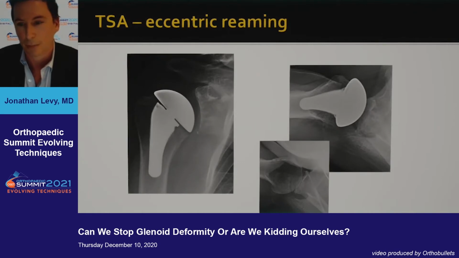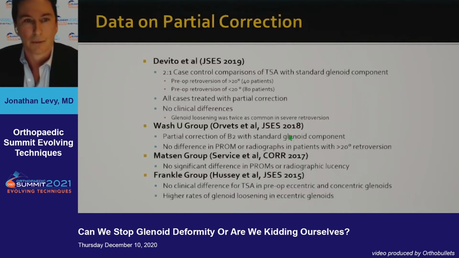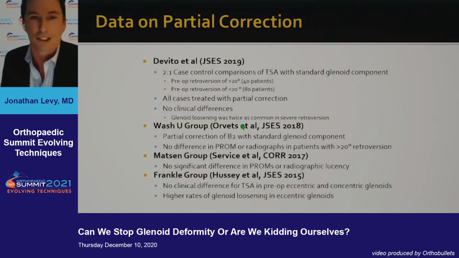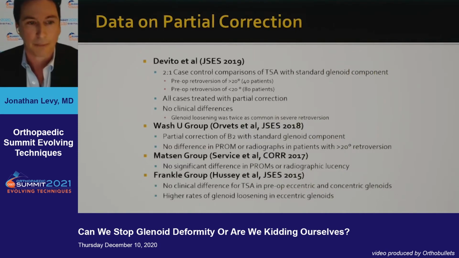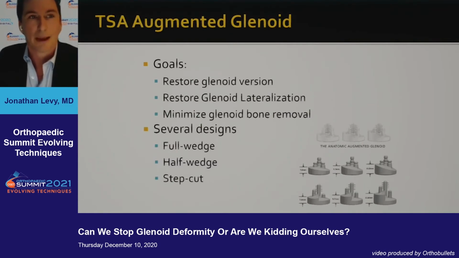Here you see the post-operative x-rays, and certainly in early follow-up, we're seeing maintained alignment of the glenohumeral articulation without subluxation. And this technique is not just something that I've been using, but it's been described by our group, by the Wash U group, by the Matsen group, and the Frankle group, all showing early results that show consistent improvement in pain and function without having any catastrophic failures like that patient who dislocated out the back.